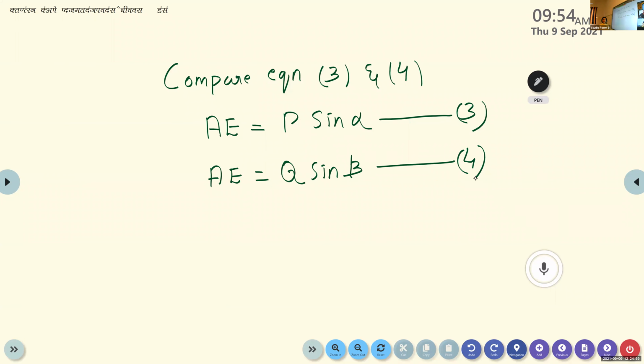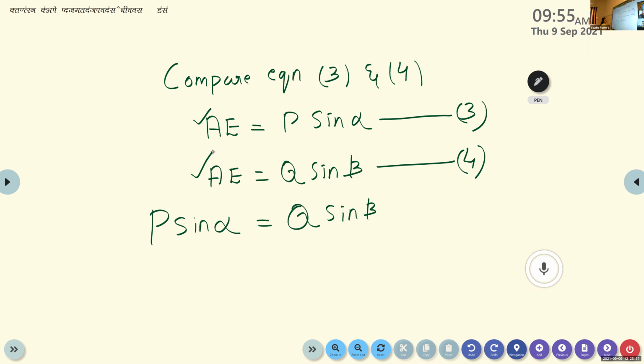Here we are going to compare equations 3 and 4. The LHS of these two equations are the same, so we can equate them. By equating 3 and 4, we get P sin alpha is equal to Q sin beta, because their LHS are the same, both are equal to AE. So it becomes P sin alpha is equal to Q sin beta.